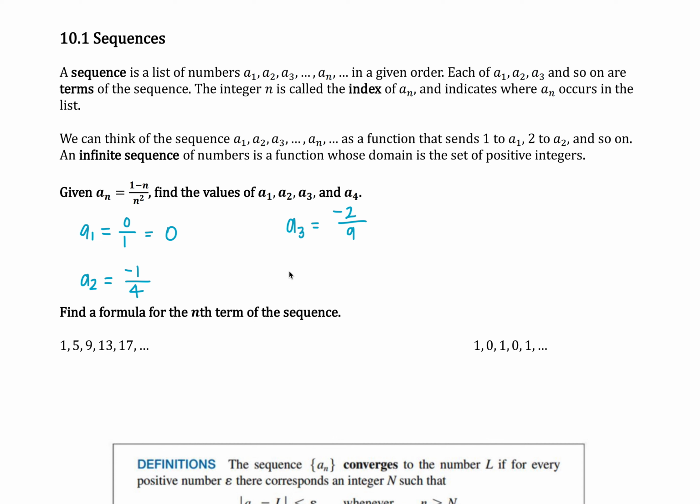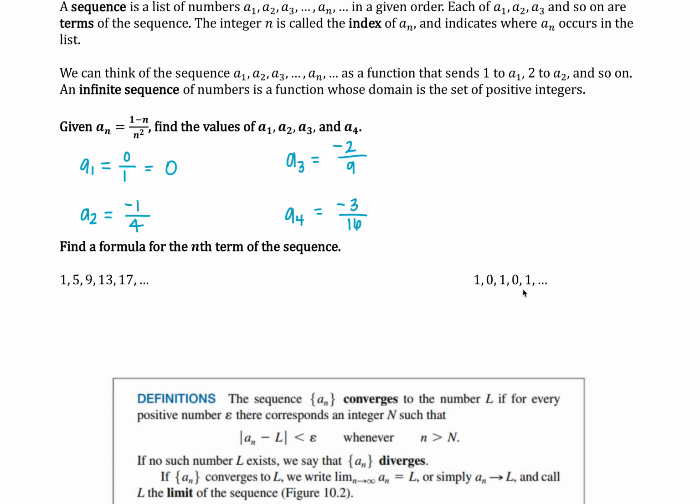And then finally, a sub 4. 1 minus 4 is negative 3. And in the denominator, 4 squared is 16. And you could keep going if you wanted to here, but that's how we can find values of these different terms of the sequence. Now, the second two examples are giving us some different terms of the sequence and asking us to come up with a formula for them.